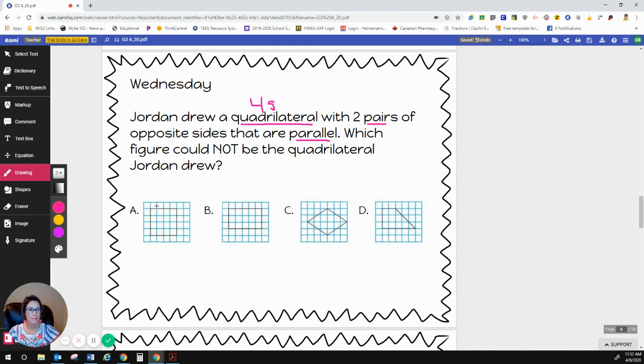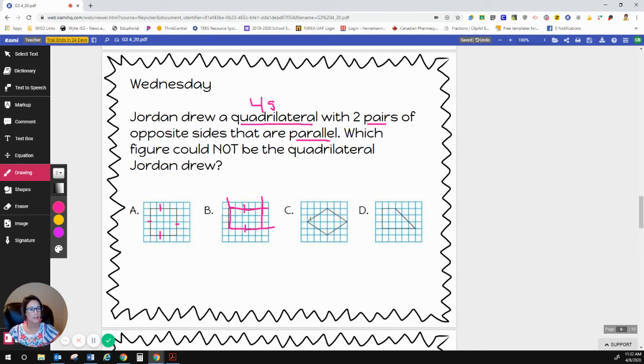While looking at figure A, I can see these 2 lines are parallel. These 2 are parallel. Okay, so that won't work. What about here? What do you notice? Okay, same thing. This line and this line are parallel. This side and this side are parallel. So it does have 2 pairs. What about C?